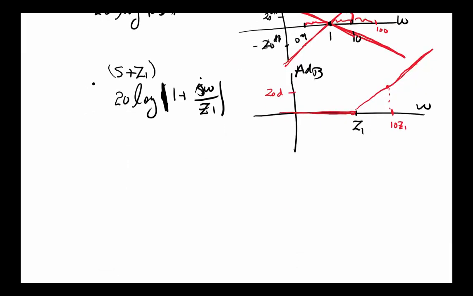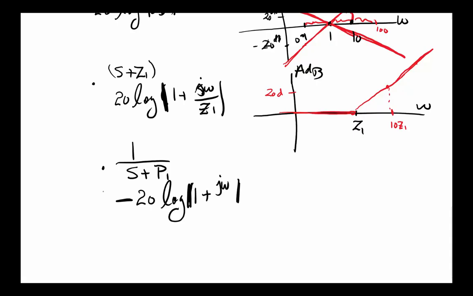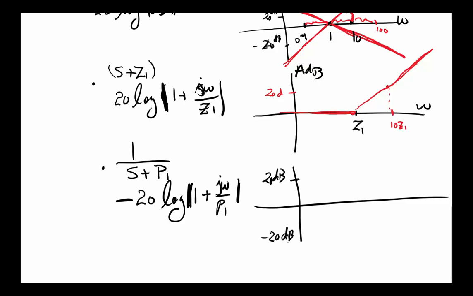And one last one, and then we'll stop and do an actual example. So let's take a look at the case where we have 1 over s plus p1. So we have a root in the denominator. When we cleaned it up like we did here, the dB would be 20 log of magnitude 1 plus j omega over p1. But there's a minus because it subtracts. So we're going to have 1 over that. Almost like what we did here. This is 20 dB, this is minus 20 dB, and here is p1, here is 10 p1, and a little dot there, and a little dot here.